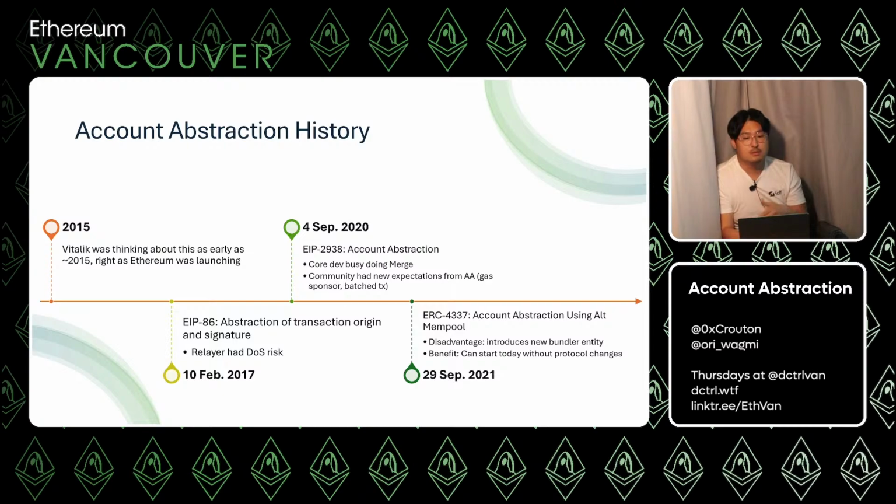In addition, now that people had been talking about account abstraction for a little bit, there were more new demands and expectations about the future, right? A lot more UX demands, such as gas sponsorship and batch transactions, that weren't included in EIP 2938 back in 2020. So they spent another year thinking about this problem. And in September 2021, they proposed ERC 4337. This didn't require any protocol changes. It included all of the UX improvements that the community was demanding. And that's where we are today.